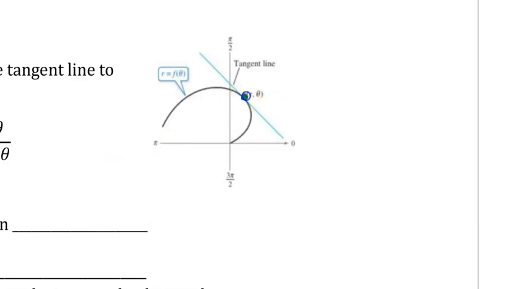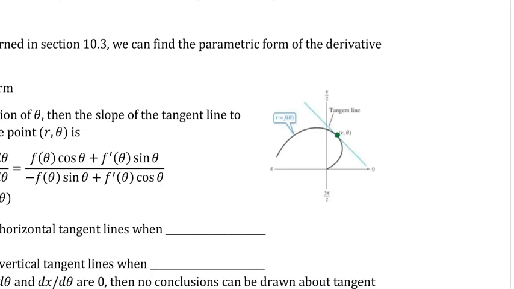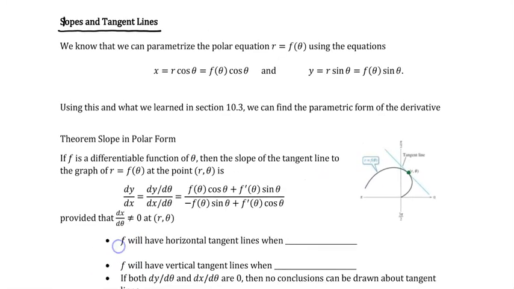We may be given some point on that polar graph. And remember that polar points do look like r, theta. And what we're trying to find is the equation of that blue tangent line. I remind you that the concept of what we're talking about now is exactly what we started Calculus 1 with. In Calculus 1, we started finding tangent lines to graphs. Now we're doing the same thing, but in polar coordinates.